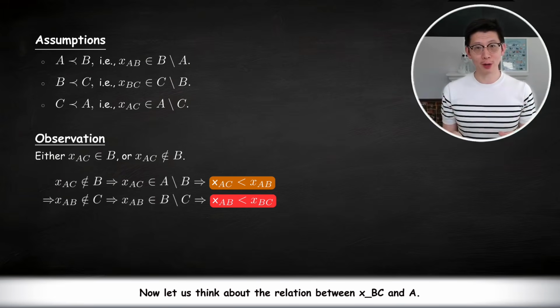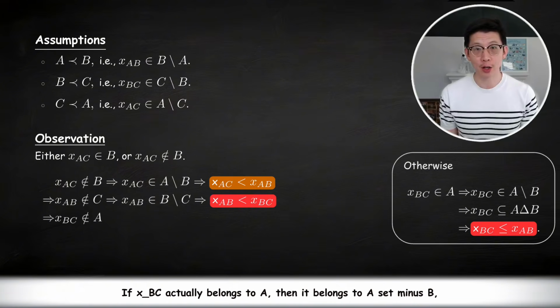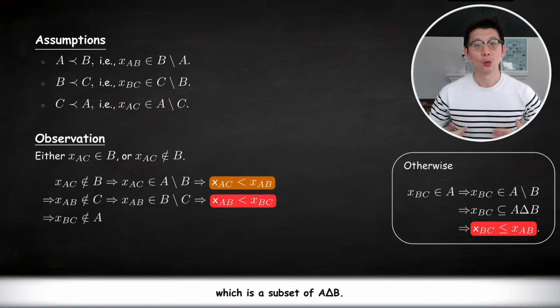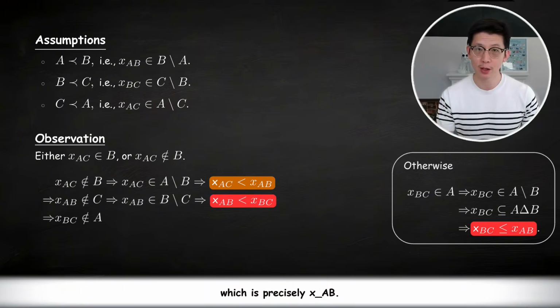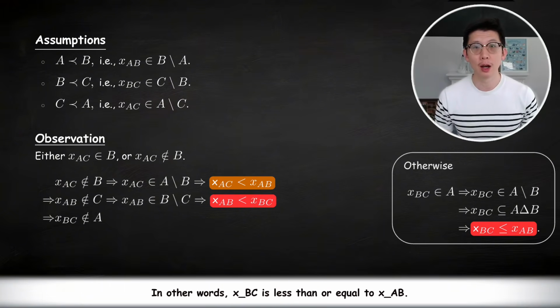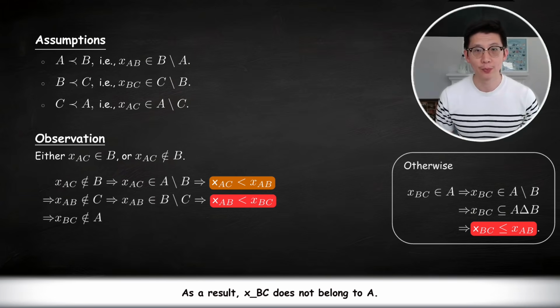Now let us think about the relation between XBC and A. If XBC actually belongs to A, then it belongs to A set minus B, which is a subset of A delta B. From there, XBC should be less than or equal to the maximum of A delta B, which is precisely XAB. In other words, XBC is less than or equal to XAB. This will contradict the inequality we have just achieved. As a result, XBC does not belong to A.